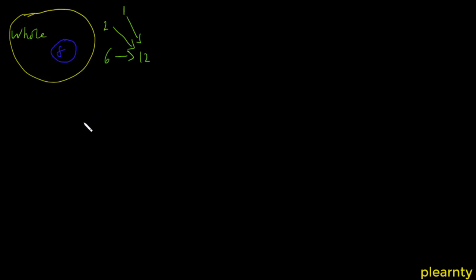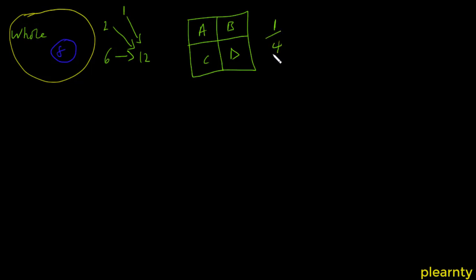So let's say you have a cube, and this is divided into 4. Let's say fraction A, fraction B, fraction C, and fraction D. If you give someone A out of A, B, C, D, it means you give the person 1 out of 4 fractions. So the part is 1 and the whole is 4.